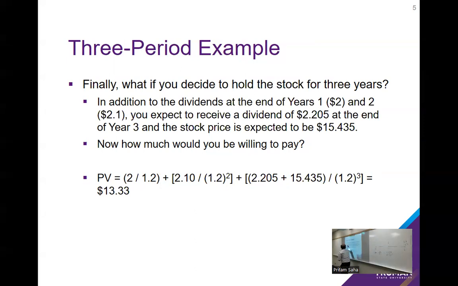So we are just expanding the same example. Year 1, 2; year 2, 2.1. Now this is no longer there. Year 3, 2.205, and the price is 15,435. So the year 3 cash flow is 2.205 plus 15,435.